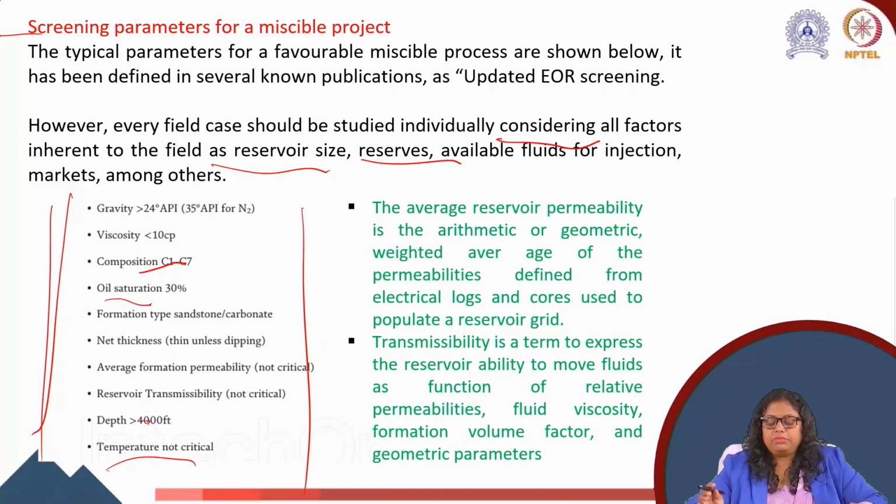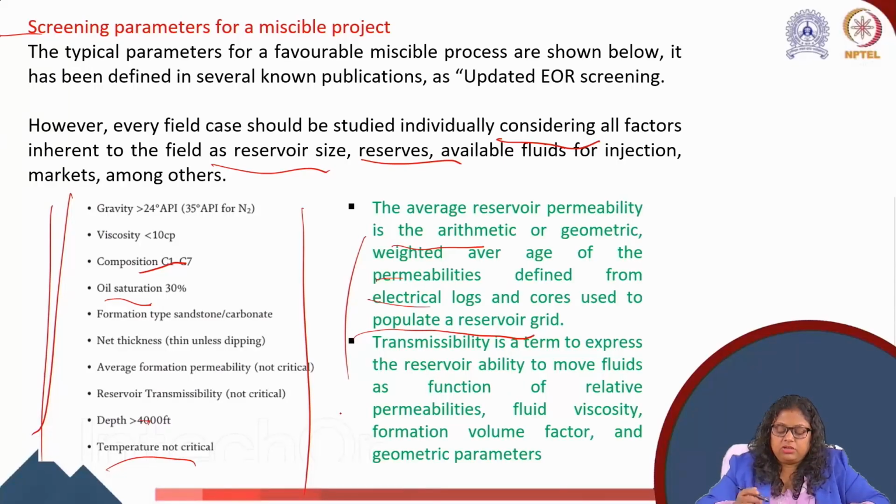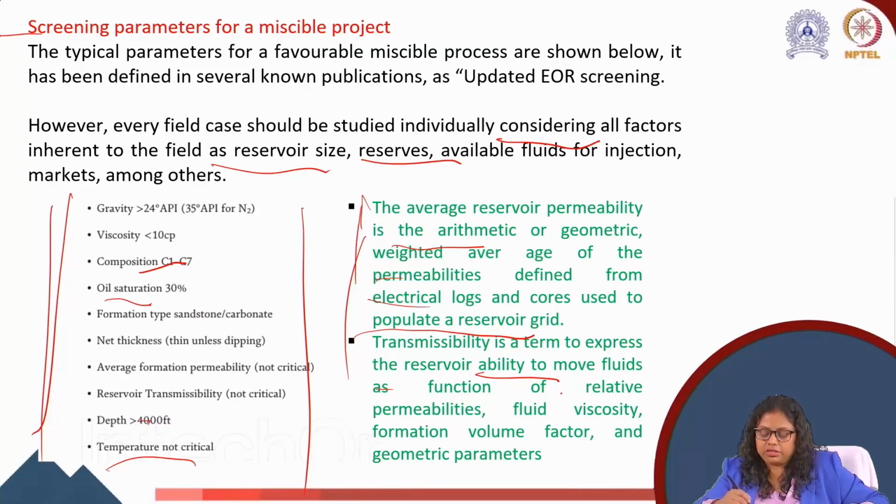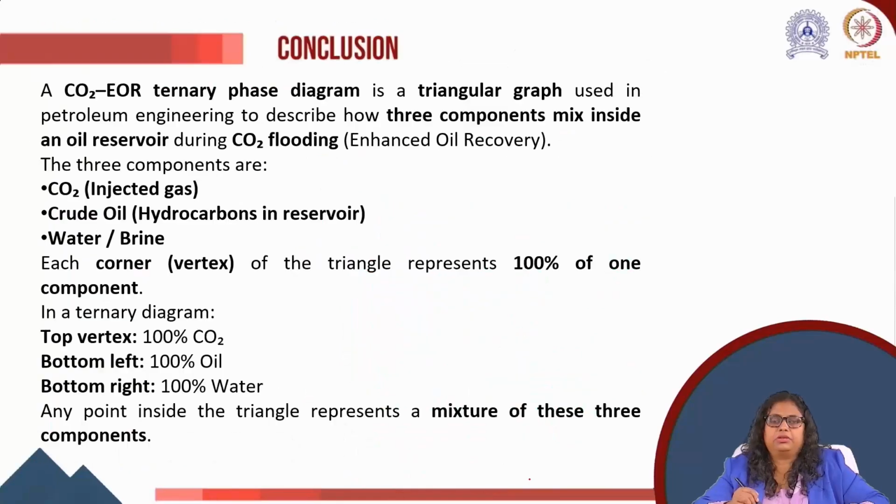So here we have the average reservoir permeability. We will take it as an arithmetic or geometric weighted average of the permeability defined from the electrical logs or core used to populate a reservoir grid. And then transmissibility is a term to express the reservoir's ability to move fluid as a function of relative permeability, fluid viscosity, formation volume factor, and geometric parameters.